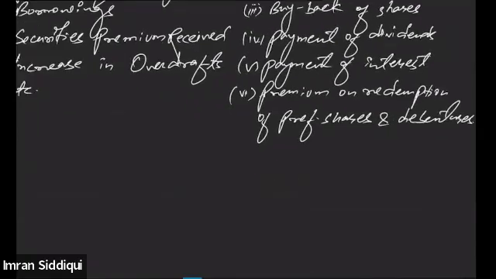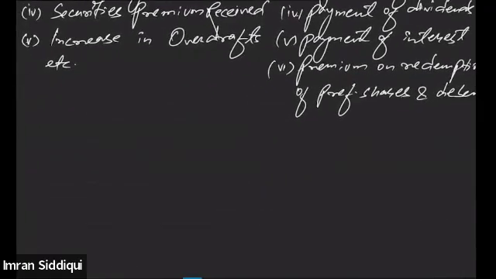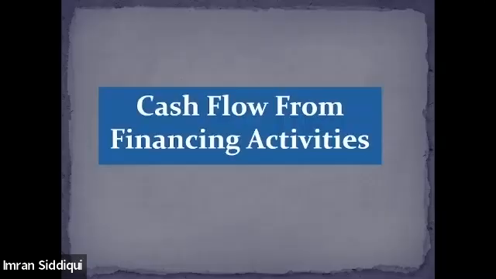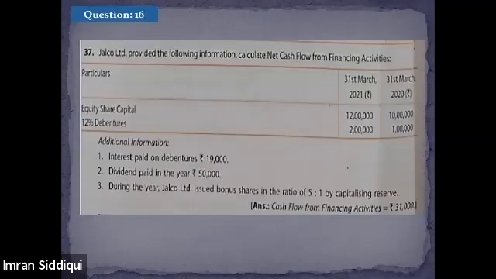Now, let's do one thing. Let's do a few questions based on the cash flow from financing activity to make the entire thing more understandable for you. Okay, so I think we can start with the question. I'm showing you the question based on the financing activity. This is question number 16. It says Jalco Limited provides the following information. It requires us to calculate the net cash flow from financing activity.